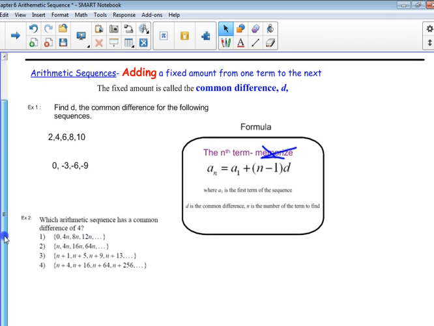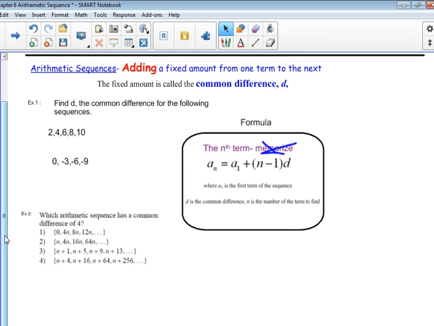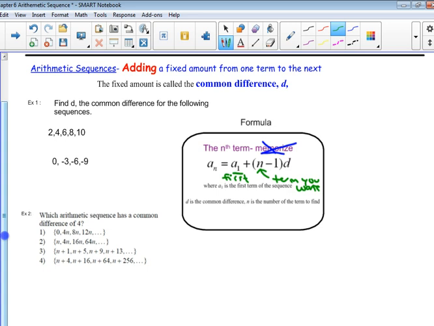When we're looking at an arithmetic sequence, a sub 1, this part right here, is always going to be the first term in the sequence. The n is going to be the term you want. And the d is called the common difference. And that's basically what you're adding.